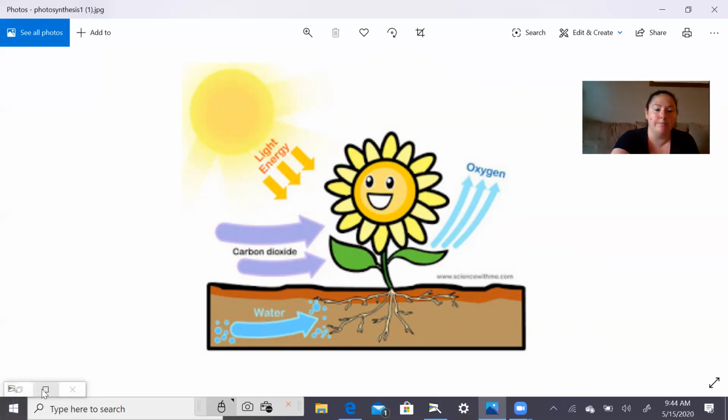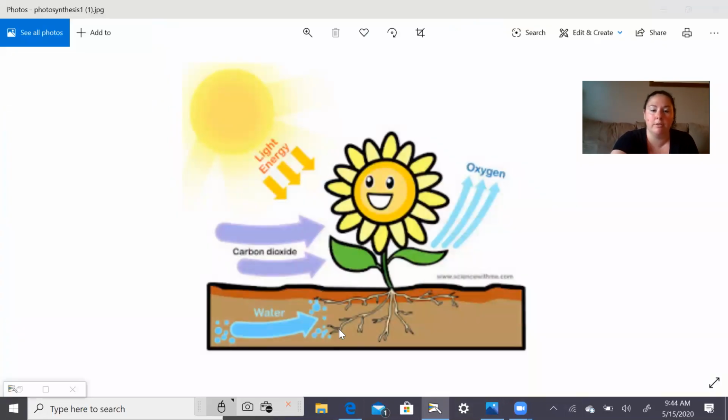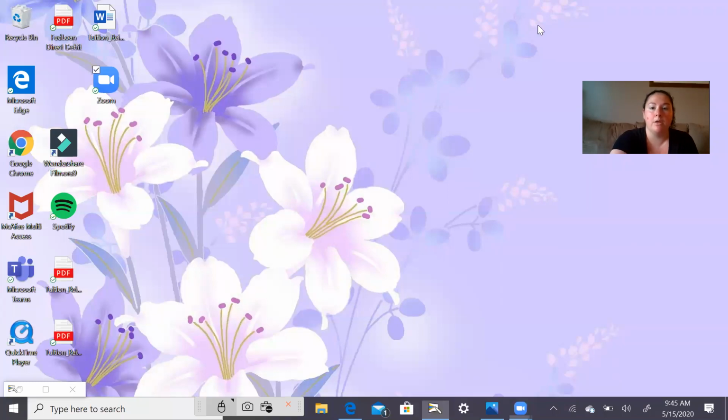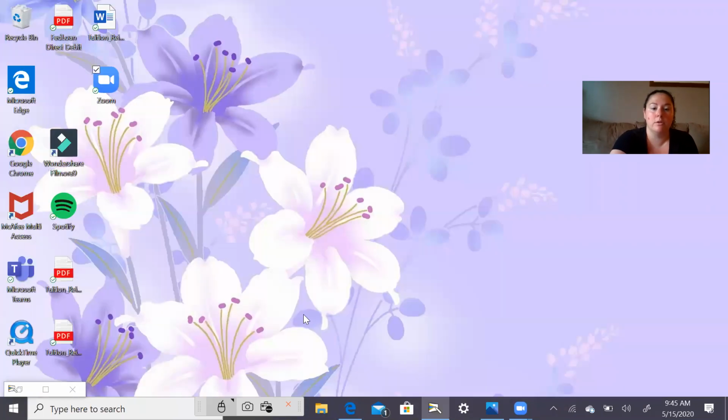So what I want you to do is you are going to grab your notebook, okay? And we are going to... Hold on 1 second while I figure out how to switch it. All right, so grab your notebook and we are going to draw our diagram.